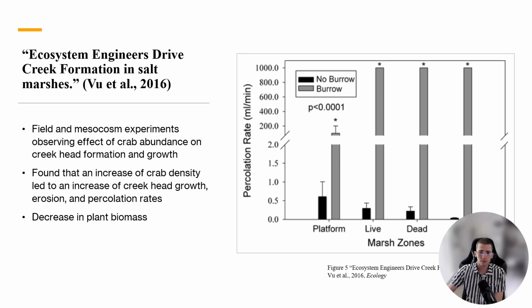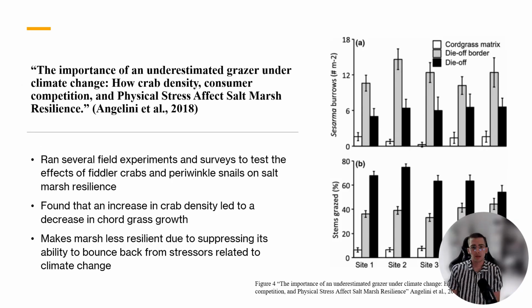So in the study, they concluded that an increase in crab density led to an increase of creek head growth, erosion, and percolation rates, as well as a decrease in plant biomass in the system. In this study, the importance of an underestimated grazer under climate change, how crab density, consumer competition, and physical stress affect salt marsh resilience, researchers ran several different field experiments and surveys to test the effects of both fiddler crabs and periwinkle snails on salt marsh resilience.